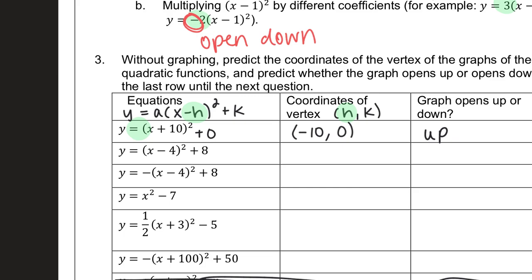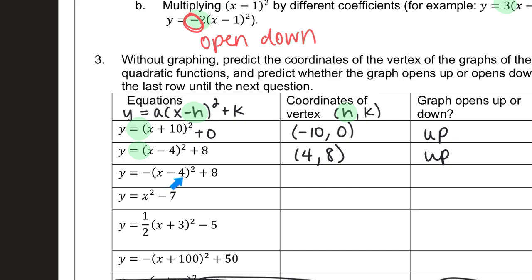For our next equation, again, we take the opposite here for the x value. So that's going to be a positive 4. And then we take this as our y value, 8. We do not change the sign for the y value. And this one, we look at the beginning of our equation. There is no negative sign, so this also opens up.